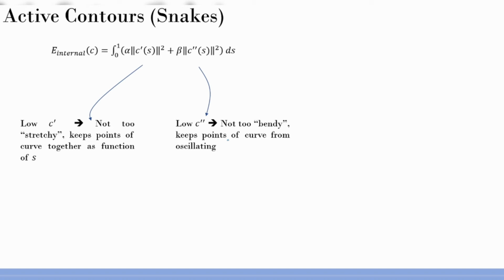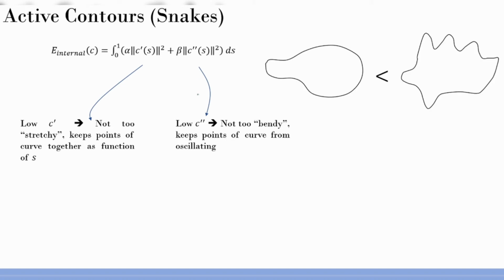The second order derivative ensures that the curve is not irregular. Second order derivative in the sense that you are taking the derivative of a derivative, right? So if there is too much irregularity or oscillation in the curve, then that value will become higher. So you want to minimize that. You want to reduce this energy. Okay, so it's something like this.